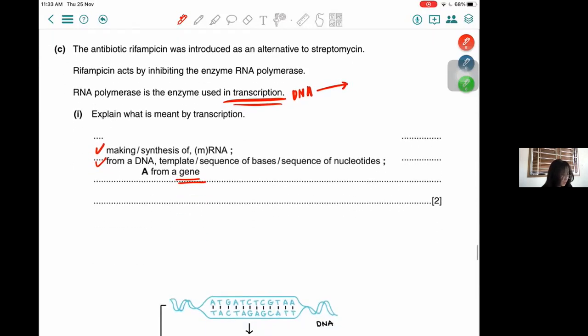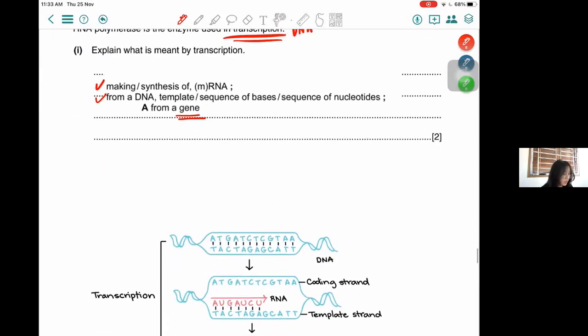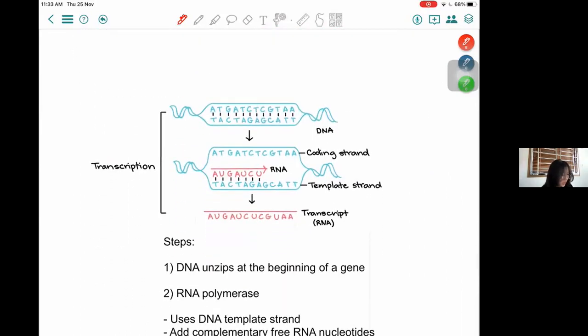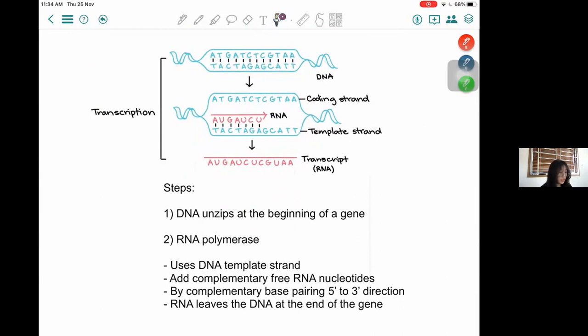Yeah, so now I will explain briefly about the process of transcription. You can see here the diagram indicating the transcription process. There are a few steps for DNA transcription. The first one is the DNA will unzip at the beginning of the gene. And the second one, the RNA polymerase uses the DNA template strand to add complementary free RNA nucleotides, you can see from here, by complementary base pairing in the 5' to 3' direction. So the RNA will then leave the DNA at the end of the gene, like here.